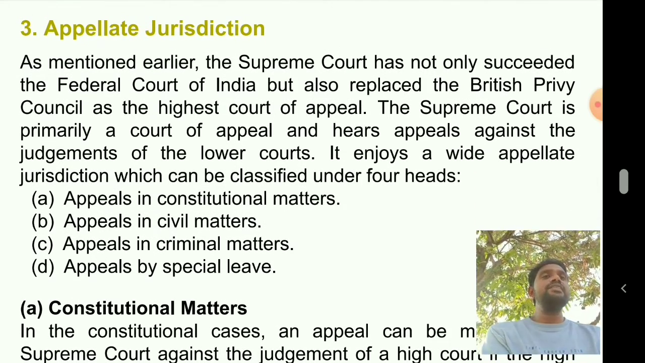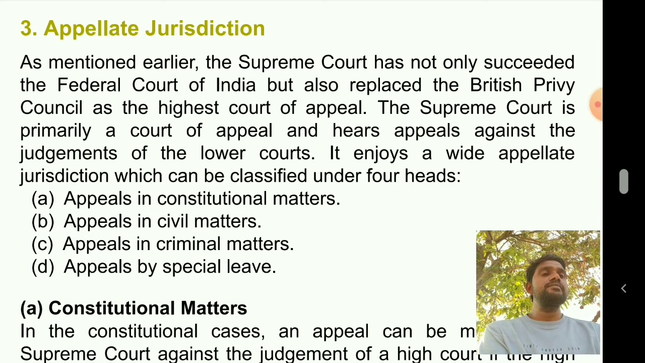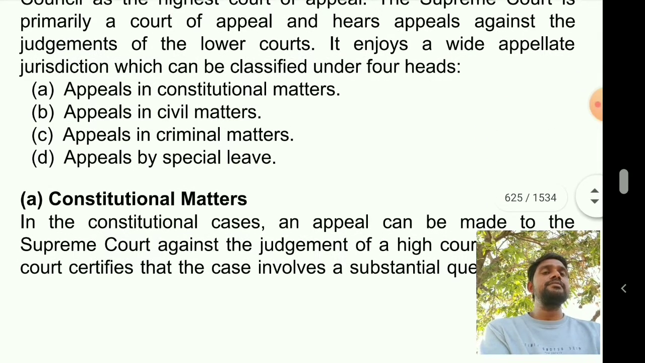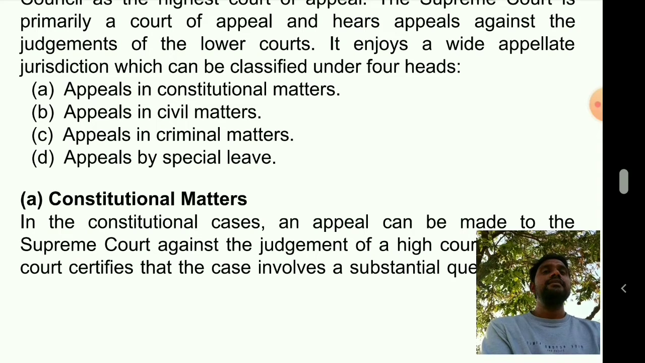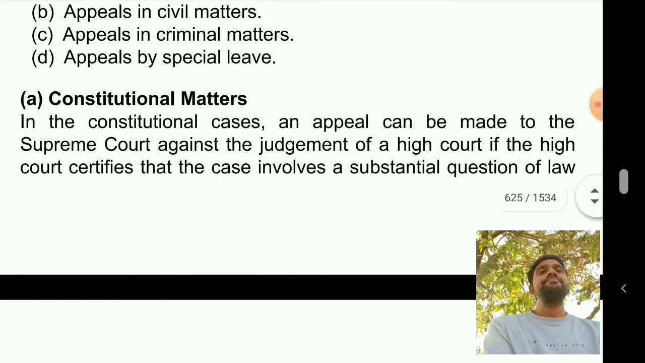As mentioned earlier, the Supreme Court has not only succeeded the Federal Court of India but also replaced the British Privy Council as the highest court of appeal. The Supreme Court is primarily a court of appeal and hears appeals against the judgments of the lower courts. It enjoys a wide appellate jurisdiction which can be classified under four heads. A. Appeals in constitutional matters. B. Appeals in civil matters. C. Appeals in criminal matters. D. Appeals by special leave.